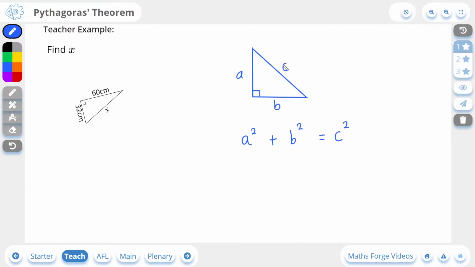Now, the longest side of a right angle triangle has a special name. It's called the hypotenuse. And how you can identify the hypotenuse is that it will always be facing the right angle. So how can we use Pythagoras' theorem to solve this question here?